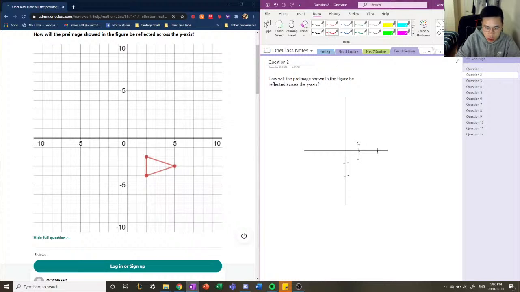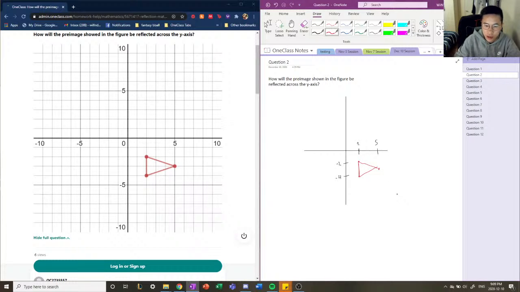Let me just draw our triangle here. (2, -4), and (5, -3), in between these two. So this is 5, and this is (-2, -4). Our triangle looks like this. Excuse my badly drawn lines. I'm pretty bad at drawing.